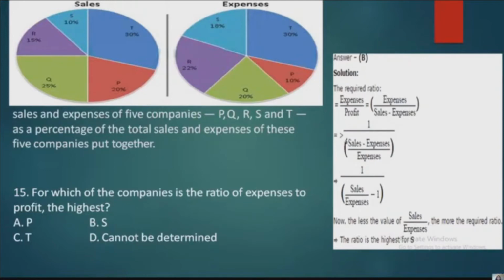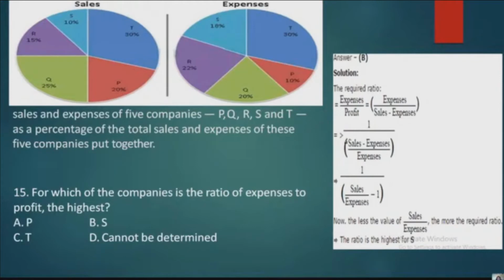Now, when you are finding out the ratio, it is expenses divided by profit. Agree, expenses divided by profit, and expenses you have and profit you have the formula, that is sales minus expenses, right? Okay, sales minus expenses. So now when you are simplifying it, that is 1 divided by sales minus expenses divided by expenses. So sales divided by expenses minus 1, okay.